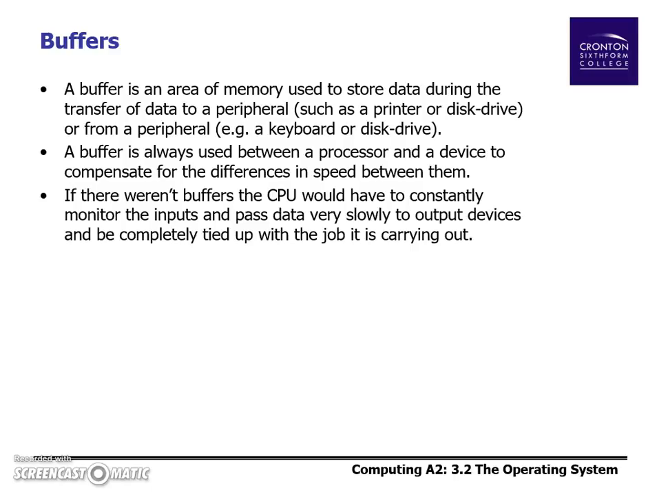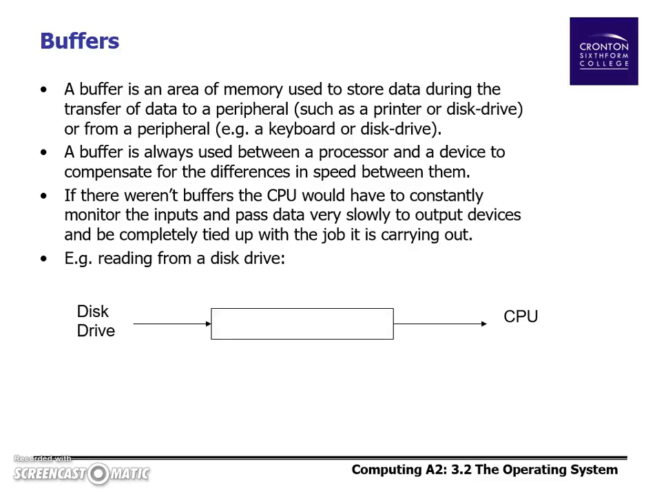If there weren't buffers, the CPU would have to constantly monitor the inputs and pass data very slowly to the output devices and be completely tied up with the job it is carrying out. For example, reading from a disk drive, data slowly fills the buffer, okay, and then the CPU can quickly empty the buffer. So the CPU isn't waiting around and monitoring that process. The buffer's there to free the CPU up to carry out other tasks.